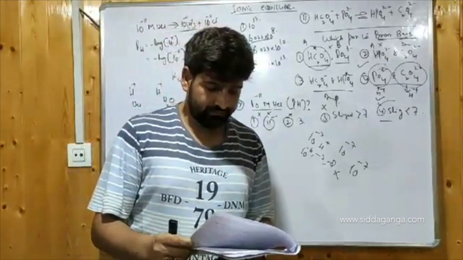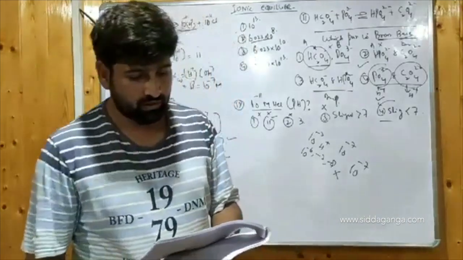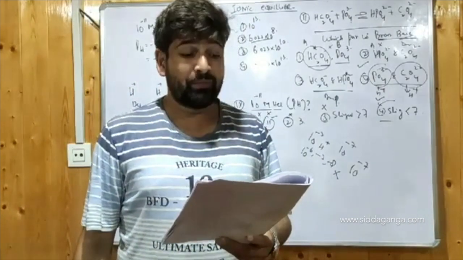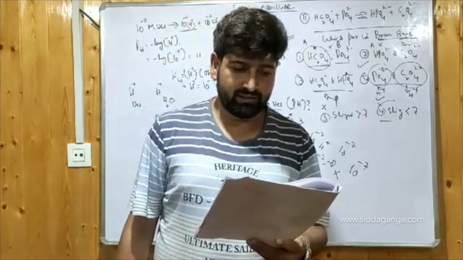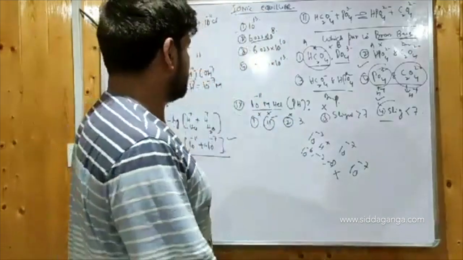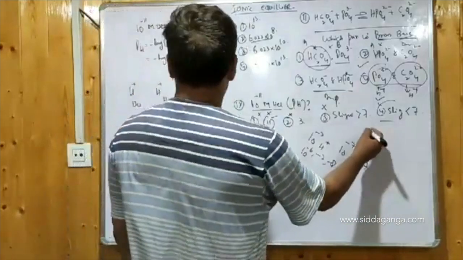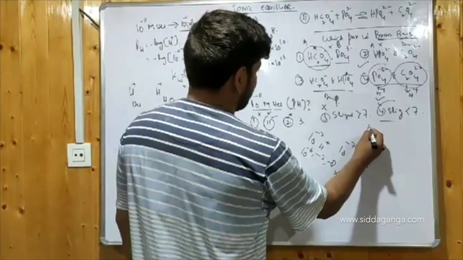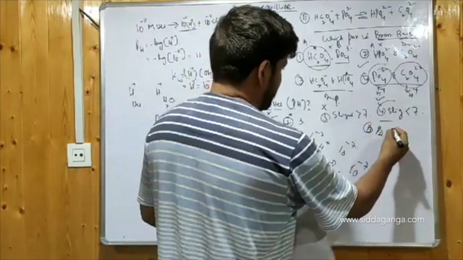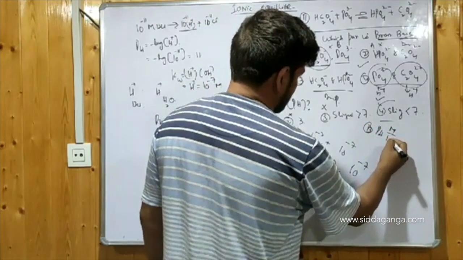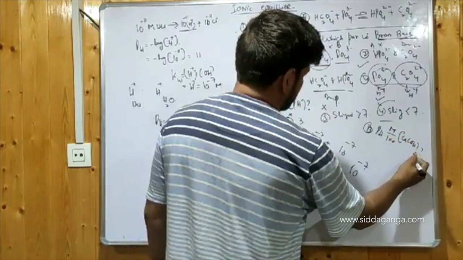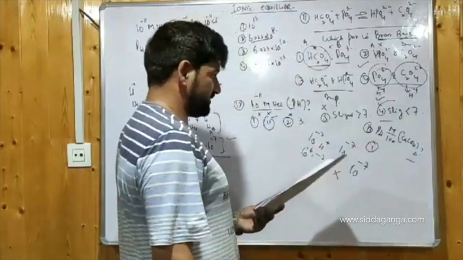Question is, the pH of M/100 Ca(OH)2 will be. So we have this question number 13: the pH of M/100 Ca(OH)2. So this is your homework. You can do it. It should be simple.